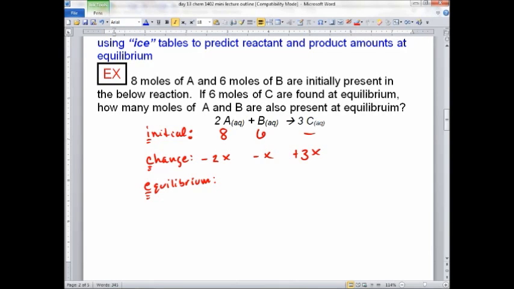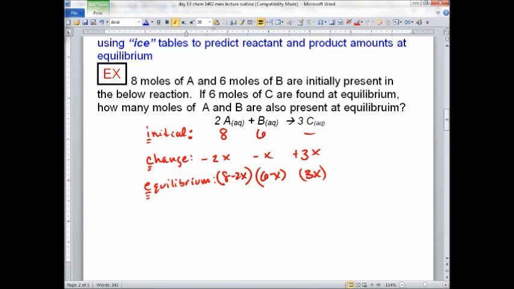Now to get at equilibrium, it makes sense that it's just the initial plus the change. And we don't know what the answer is, but it's going to be 8 minus 2x for A. I should have made my table bigger. For the B, 6 minus x. And then for the C, 0, or the dash, plus 3x. I guess you could write that 3x plus 0, but all right, just 3x.